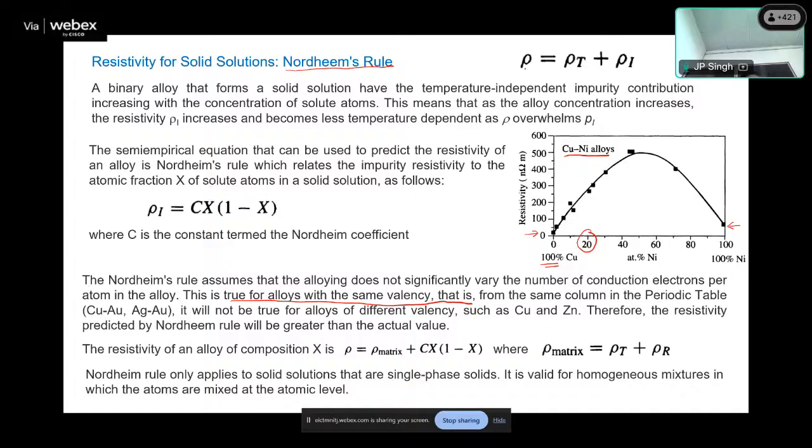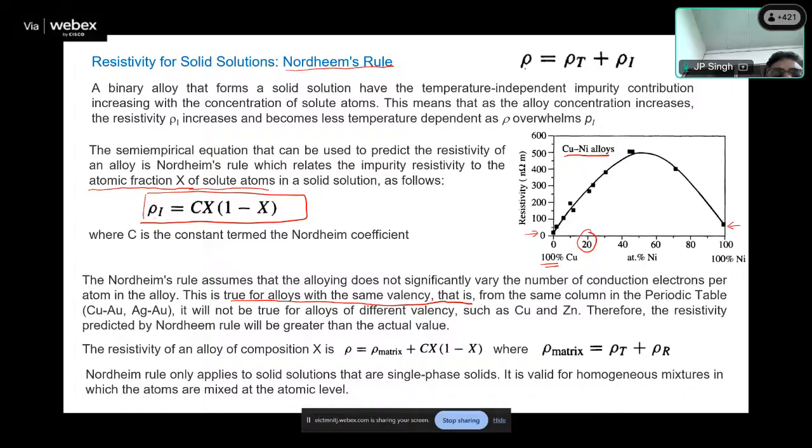So as you keep on including the impurity, or making the alloy, then depending on the atomic fraction, not the weight fraction, of the solute atoms in the solid solution, the resistivity increases. This is a semi-empirical rule, meaning it is not determined purely from theory, but it also comes from experimental observation, where C is the constant.